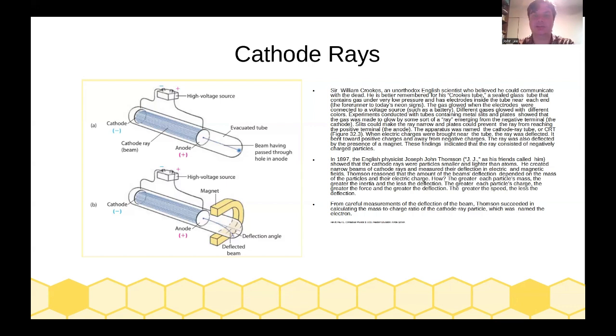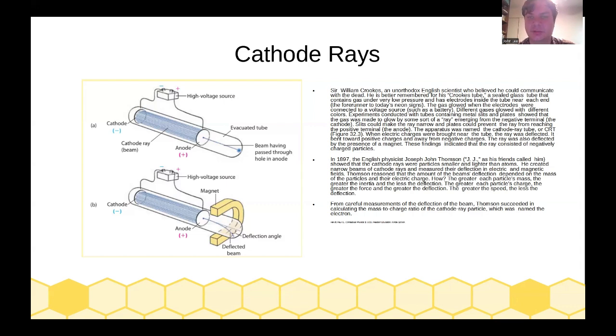Experiments conducted with tubes containing metal slits and plates showed that the gas was made to glow by some sort of ray emerging from the negative terminal, the cathode. Slits could make the ray narrow, and plates could prevent the ray from reaching the positive terminal, the anode. The apparatus was named the cathode ray tube, or CRT.